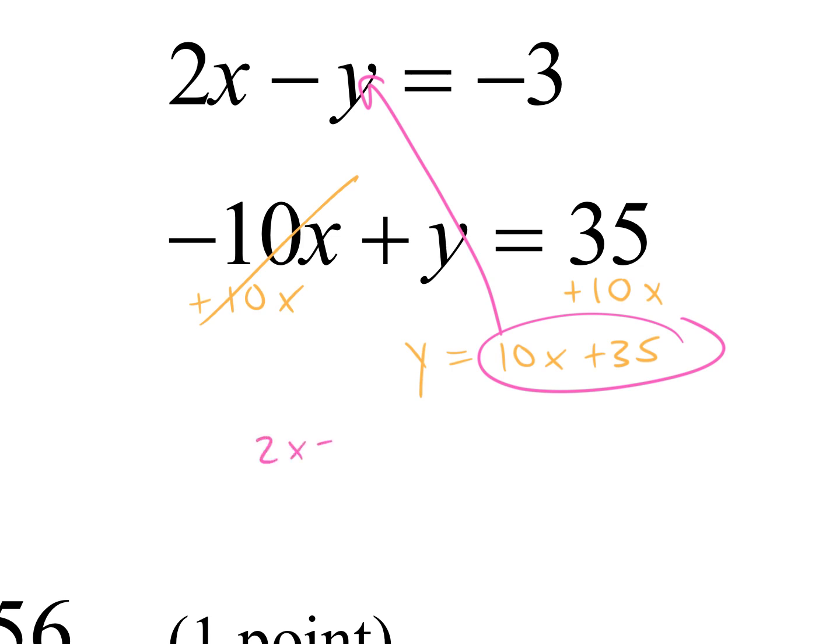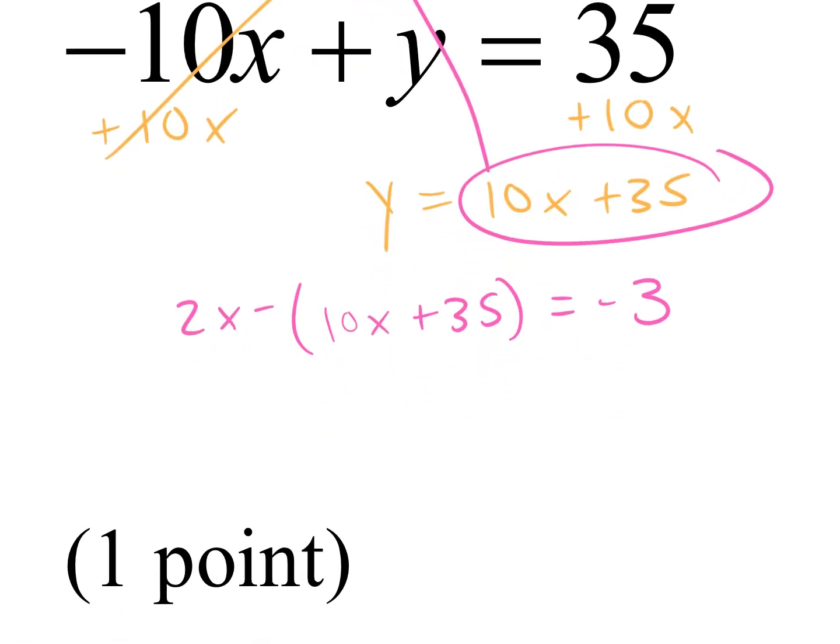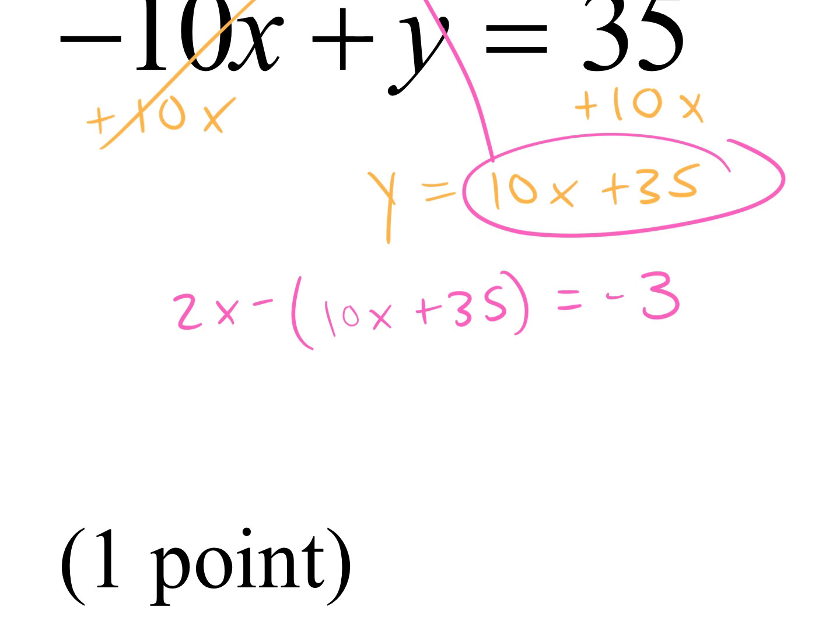So I have 2x minus 10x plus 35 is equal to -3. I have to combine like terms, but before I do that, what should I do? I just plugged it in, but what should I do next? Distribute the negative. So if it's a minus, don't forget to distribute the negative. So 2x minus 10x minus 35 is equal to -3. Now I can combine my like terms.